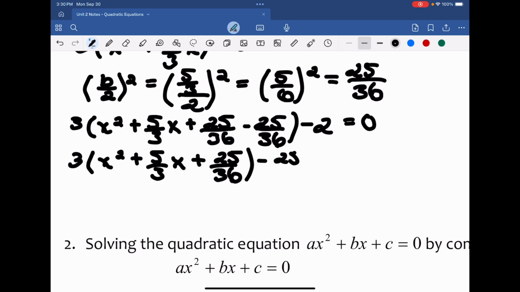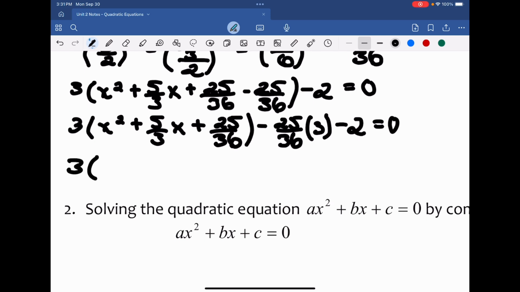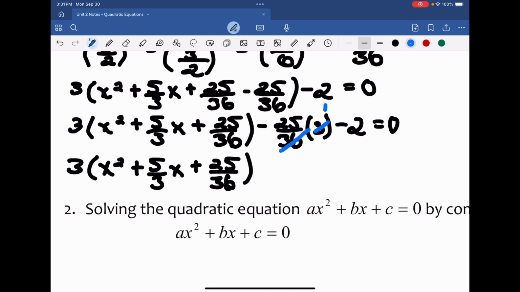We're going to write this as negative 25 over 36 multiplied by the 3 that was out front, minus 2 is equal to 0. This is now going to give us 3 bracket x squared plus 5 over 3x plus 25 over 36, close the bracket. Now, 25 over 36 times 3, the 3 and the 36 are going to reduce down to 1 and 12, so we can make this 25 over 12. And then if we combine those two terms together, the 25 over 12 minus the 2, this is going to give us negative 49 over 12.